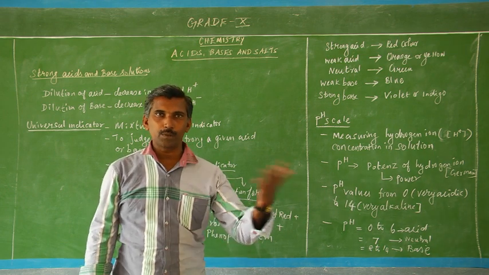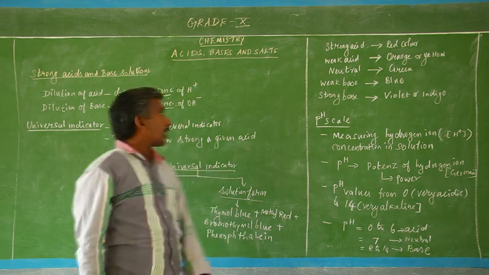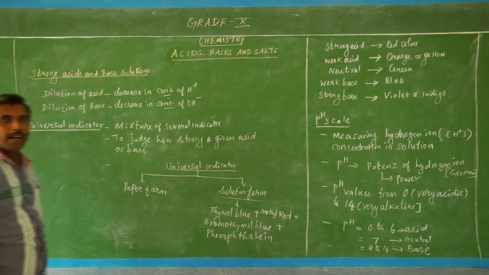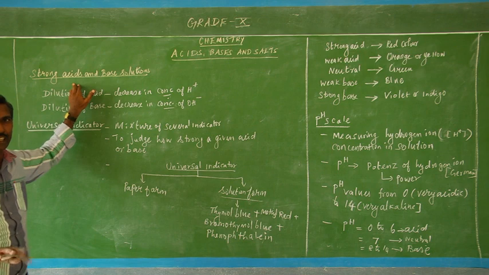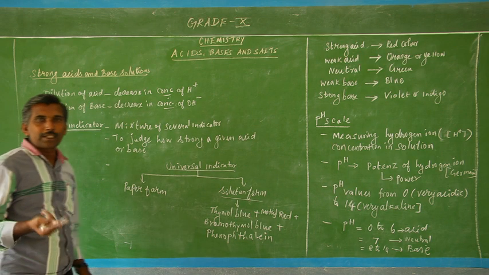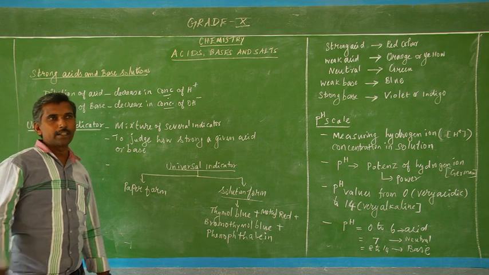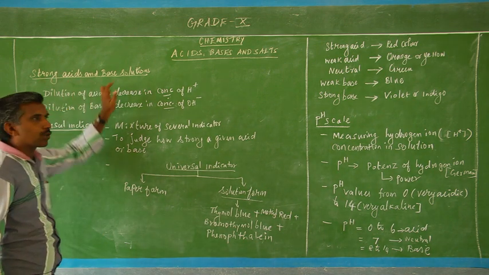In the previous class we discussed acid-base lessons. Now today we will start strong acid and base solutions. In the previous class we discussed indicators, acid reacting with metal, and acid reacting with carbonate. So many things we are learning about. Today is a very important topic: strong acid and base solutions.